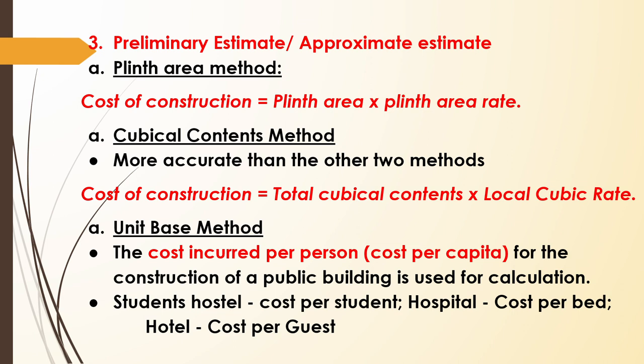In unit based method, we will calculate how much is the amount incurred per person. If you are taking a single person, how much is the amount incurred, for that we will take. For example, in a hospital we will take the cost per bed. In case of hostel we will take a cost per student. In case of hotel we will take cost per guest. So these are the methods which we use for calculating this approximate estimate.